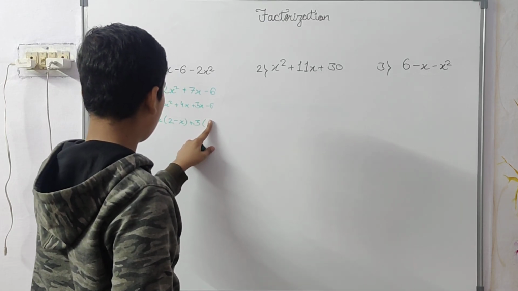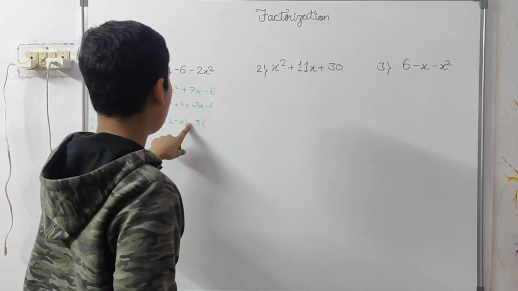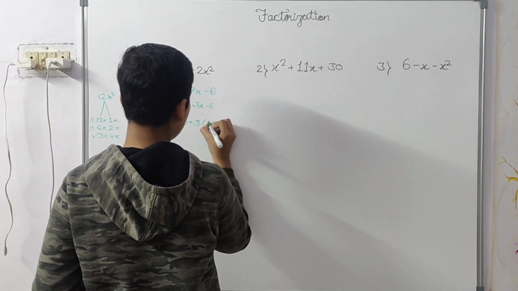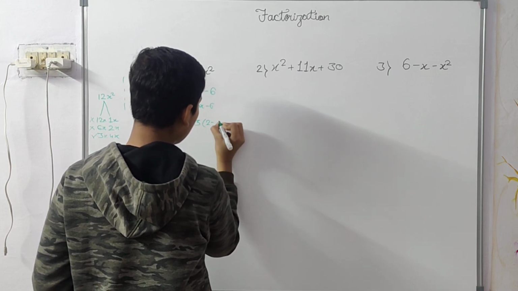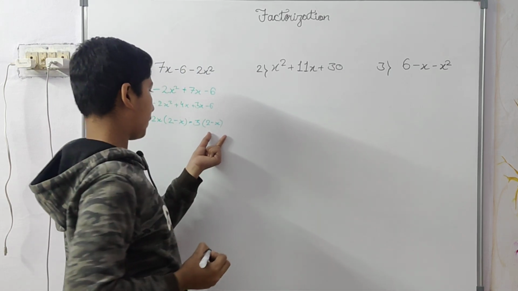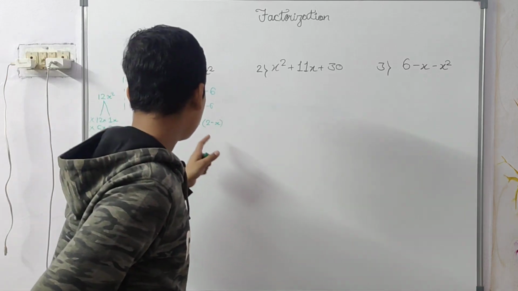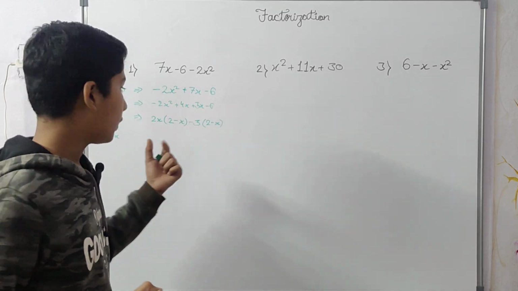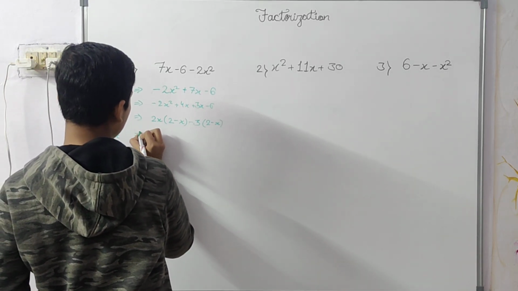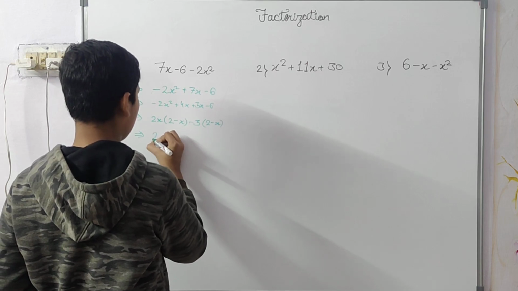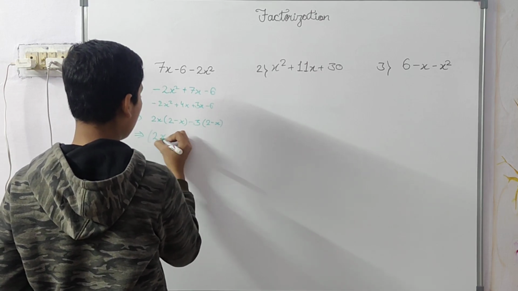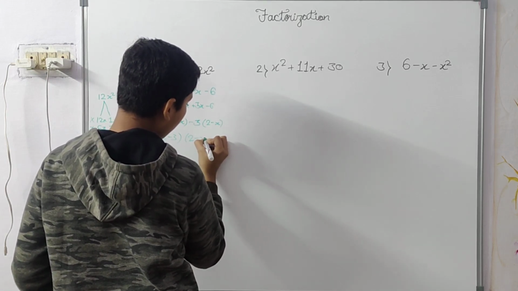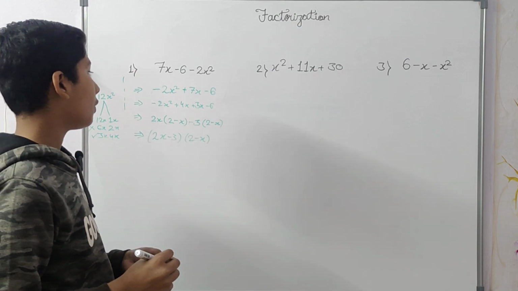But I have done something wrong. If we have to put this minus, then minus 3 into 2 minus x. See, for bringing these two brackets the same, you can change the symbol in between. It is not always important that you will put the plus only. Okay, 2x minus 3, 2x minus 3 into 2 minus x. This will be our answer of the first question.